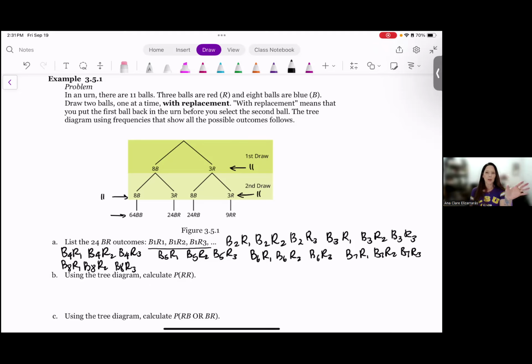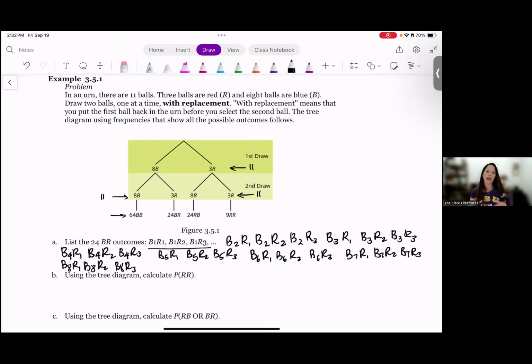Now, these blue-red outcomes could occur first or second. I could draw blue 1 first or red 1 first. So these are all things that could happen forward and back. So there's actually 48 of these outcomes, 24 blue-red, 24 red-blue. But then we also have blue-blue outcomes. There are 64 blue-blue. Blue 1 with blue 2, blue 1 with blue 3, blue 1 with blue 4, and so on all the way through.